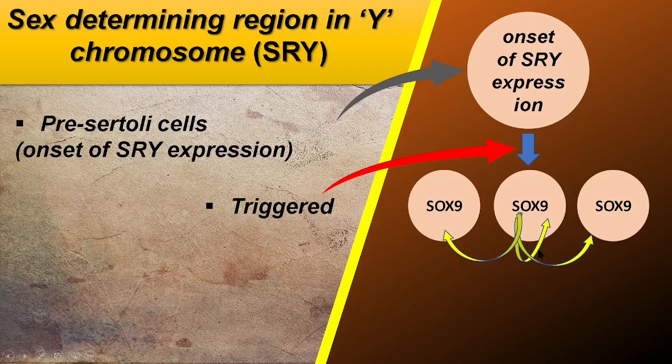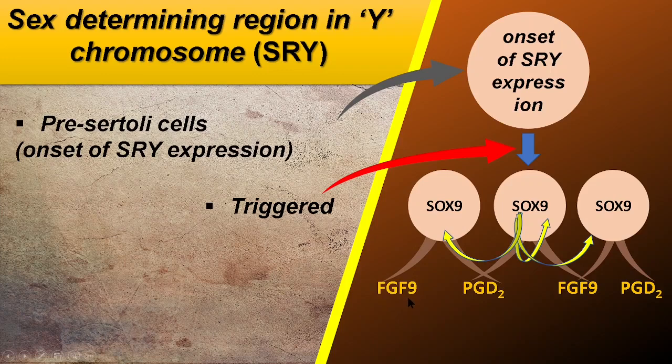And also, SOX9 stimulates other pre-Sertoli cells to express SOX9. This SOX9 also triggers the Sertoli cell to express growth factors, FGF9 and prostaglandins. These growth factors further trigger SOX9 production. Ultimately, the whole system increases the level of SOX9, and that is very important so that the pre-Sertoli cell will differentiate into the Sertoli cell. That is initiated by the onset of SRY expression, carried by the Y chromosome. If the SRY factor fails to begin at the proper time, then SOX9 will not be expressed.